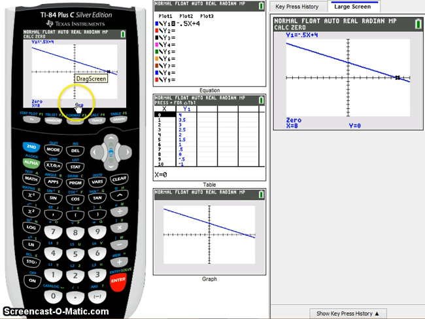All right, this concludes today's lesson. We will do more graphing in the future, but I think that's sufficient for today's first look at using the graphing functions on the calculator.